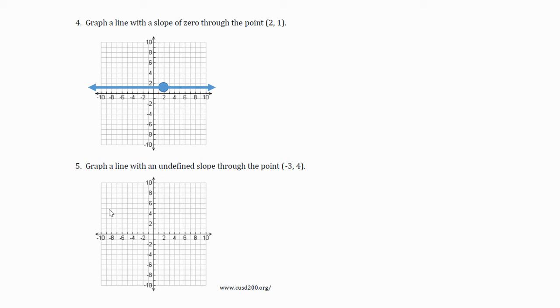Graph a line with undefined slope through the point negative 3, 4. Negative 3, 4 is here. What would an undefined slope be? It would be straight up and down. Remember, you need to memorize what type of slopes those are. A 0 slope is horizontal. It's a y equals. An undefined slope is x equals, and it's vertical.